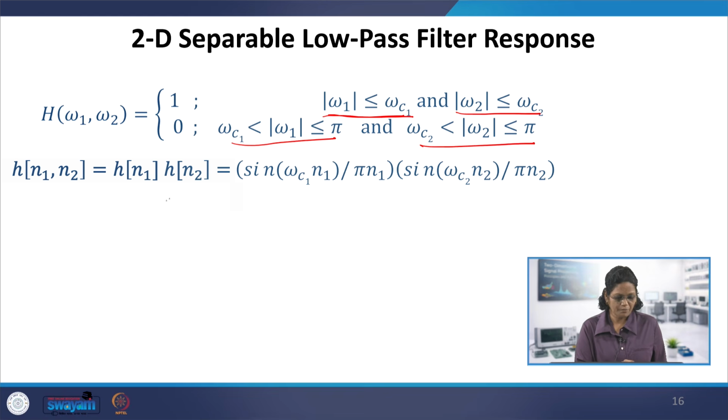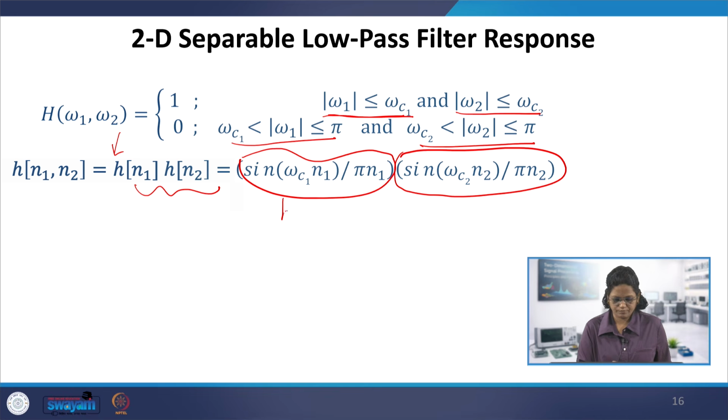Here one thing is separable. That means its impulse response, the inverse DSFT of H, h of n1 comma n2, can be written as a product of two sequences, h of n1 and h of n2, or you can say h1 and h2 as well. So this is the separability concept, which is equal to a sinc function. h1 of n1 is one sinc function, and this is h of n2. The product of these two is equal to h of n1 comma n2. So the impulse response is separable.